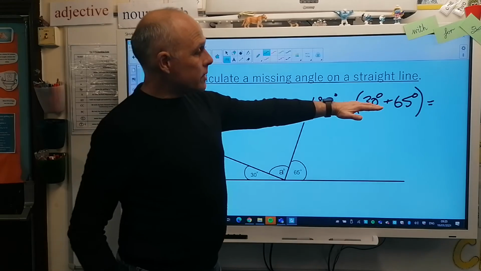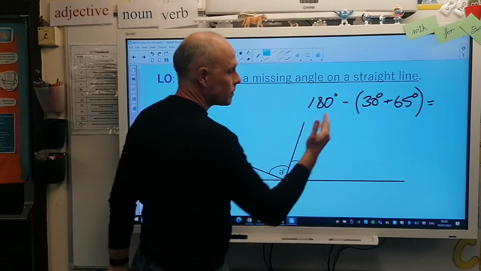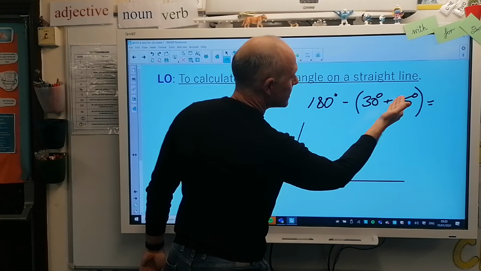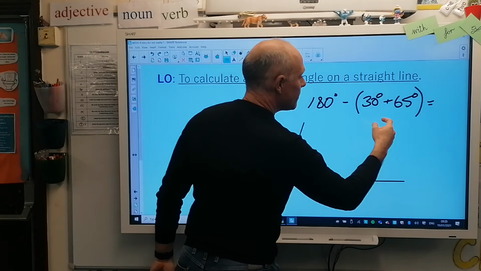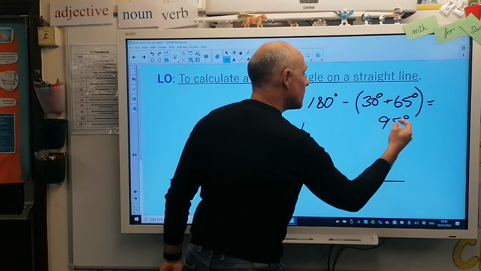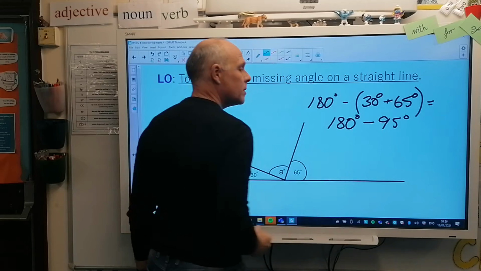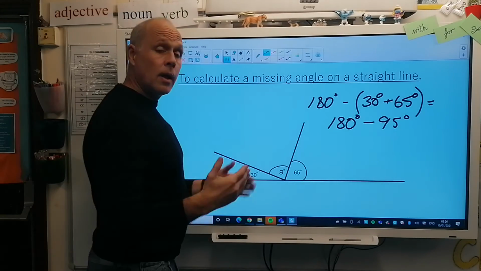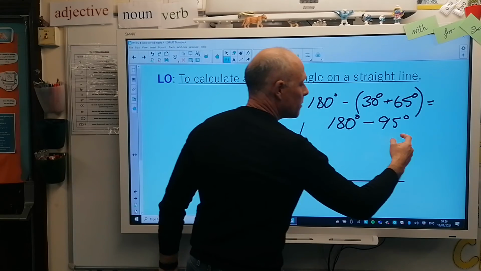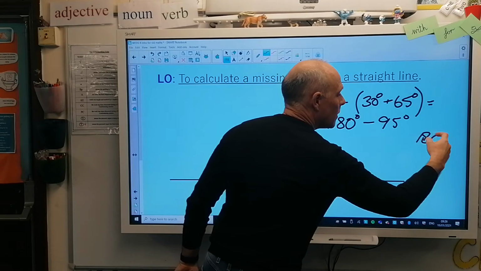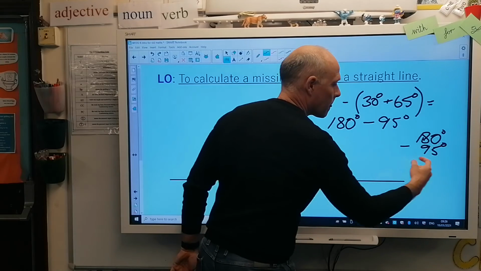Again, if you want to do this as an addition, by all means, put one number under the other. So I'm going to go 60 and 30 is 90, add 5, 95 degrees. 180 degrees, subtract 95 degrees. Now, it might be at this point you're thinking, right, I really do want to do that subtraction. 180 degrees, subtract 95 degrees.